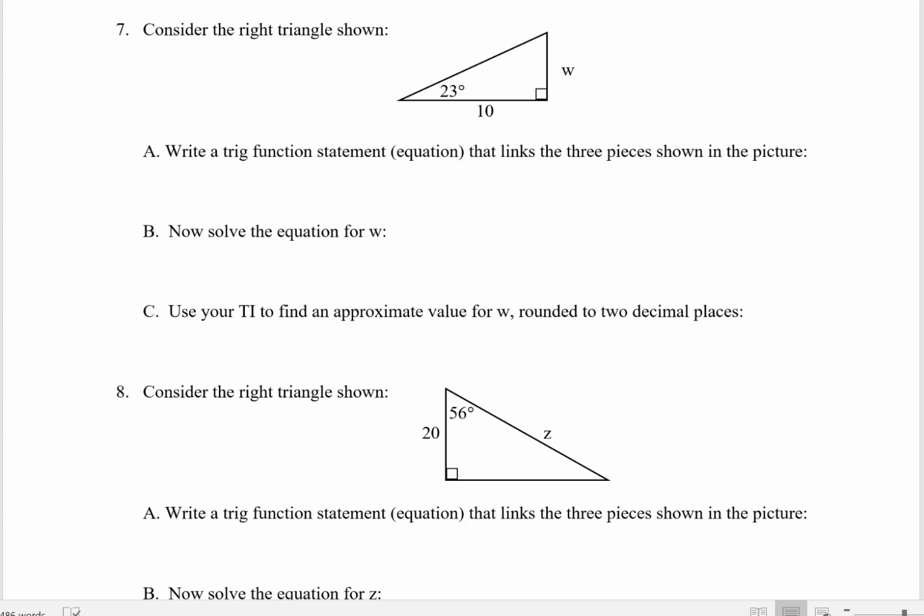Problem number 7. I want to write a trig statement linking the 23 degrees, the 10, and the W. What I need to do is think in terms of SOHCAHTOA. What pieces do I have? I have an angle, I have the opposite leg, and I have the adjacent leg. That makes me think of tangent, of the TOA part of SOHCAHTOA. Tangent of 23 degrees, the tangent ratio would be opposite, the W, over adjacent, the 10.